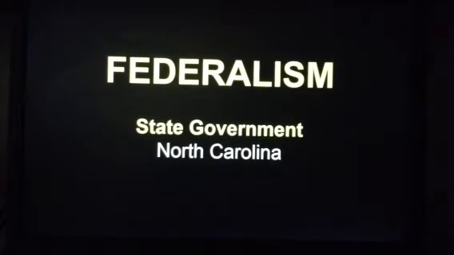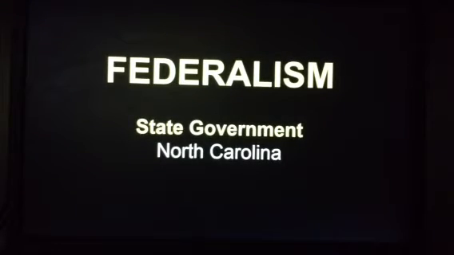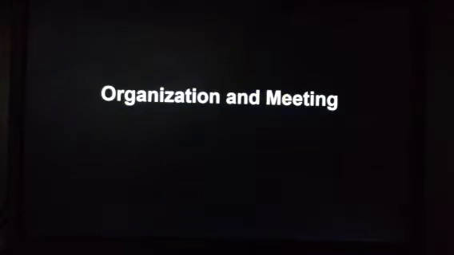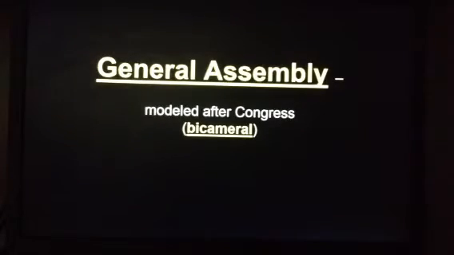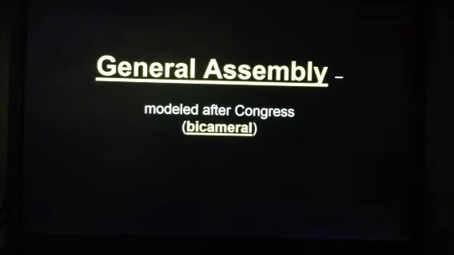Lesson 62 is going to focus on the General Assembly of North Carolina, the legislative branch of North Carolina. It's modeled after Congress, meaning it's bicameral. Again, the General Assembly is the name of our legislative body for North Carolina. Congress is the name of our legislative body for the United States. We call our legislative body of North Carolina the General Assembly.